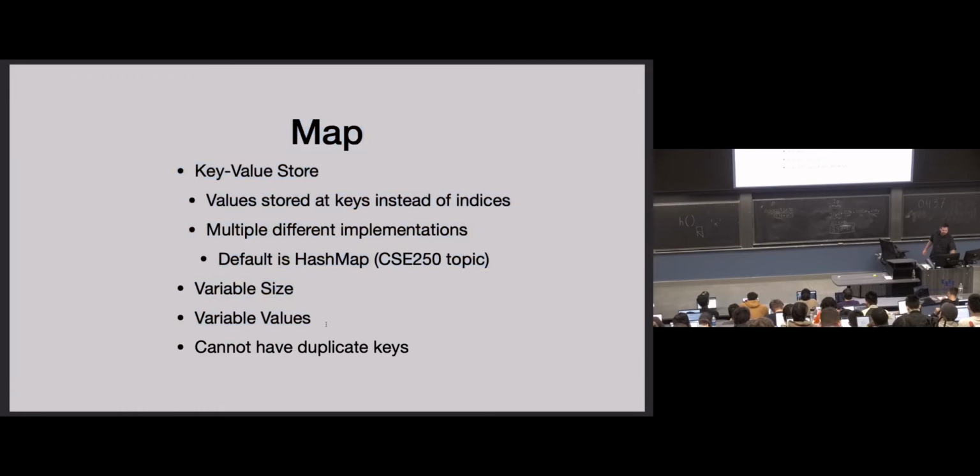Maps have variable size and variable values, so we have a lot of flexibility in how we use our maps in Scala. And as always, we cannot have duplicate keys. In any key value store, you can't have the same key multiple times mapping to different values. It just doesn't make sense. If you add a key value pair with a key that already exists in the map, the value you're adding will overwrite the old value. So whatever the latest value you added at that key, that's the value stored at that key.